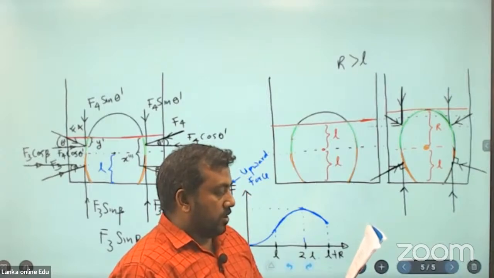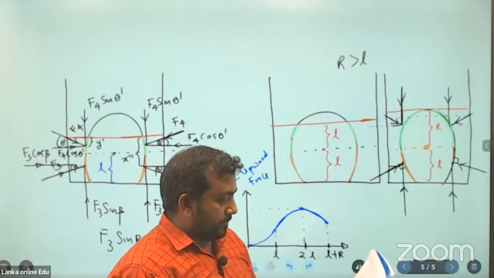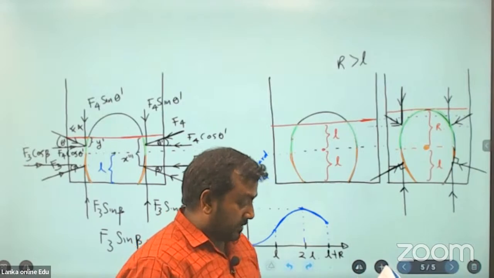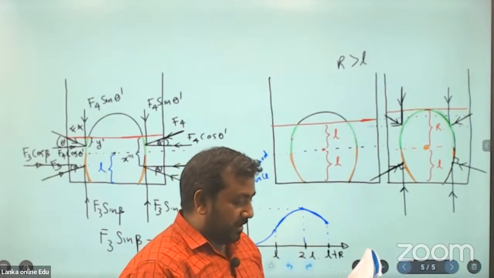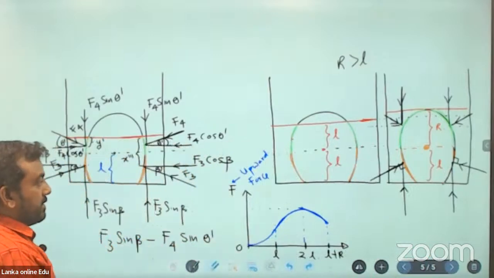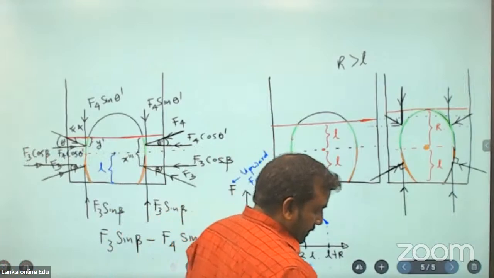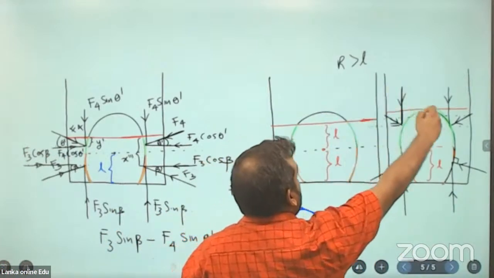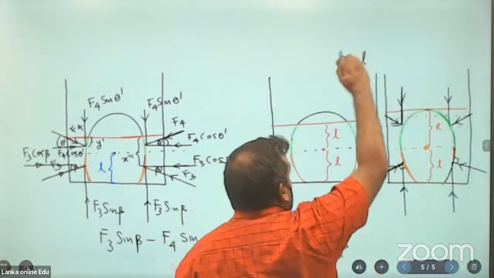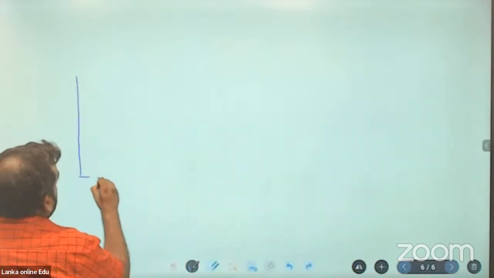Answer 1 is wrong. Answer 2 is wrong. Answer 3 is wrong. Answer 4 looks okay. Answer 5 also looks okay. So yeah, our selection is between 4 and 5. Right. We have one more part now. More than L plus R. When it increases more, now what happens?